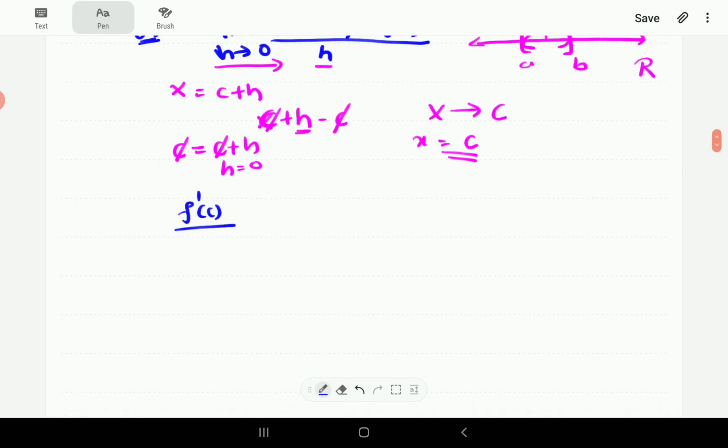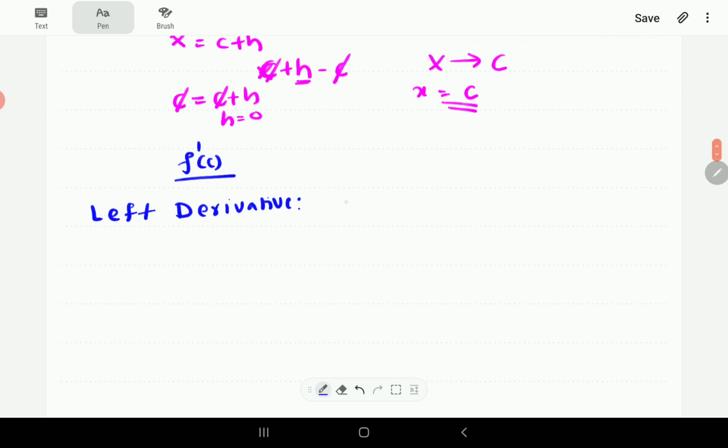So here let's see now what is the left derivative. As you have left limit and right limit, we have here left derivative and right derivative. So same, we have a function f from the closed interval [a, b] to R, and let c be a point in the open interval (a, b).